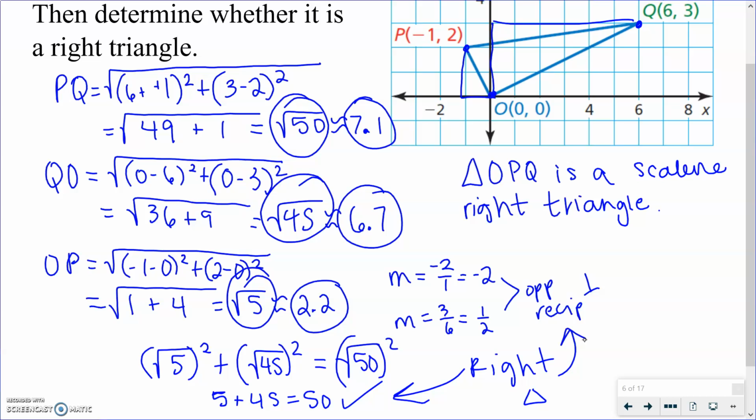So either one of these methods will work. Usually the slope method is probably the most straightforward because you don't have to be using the distance formula unless you've already done it.